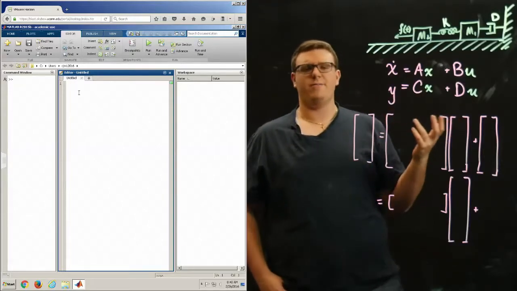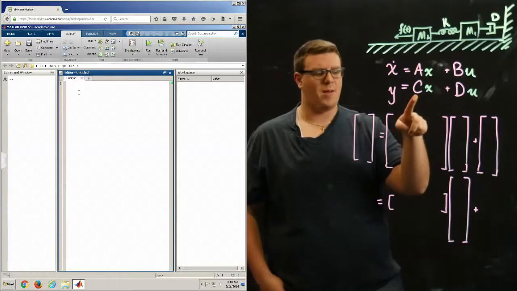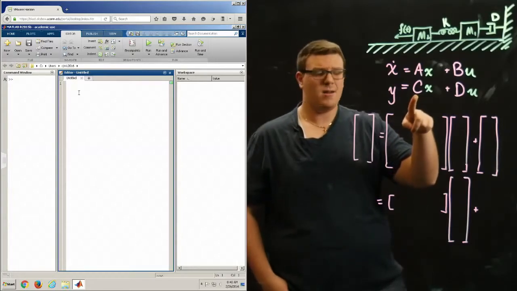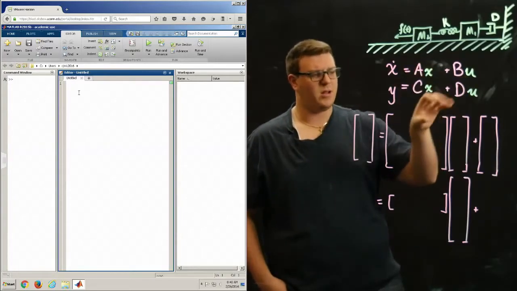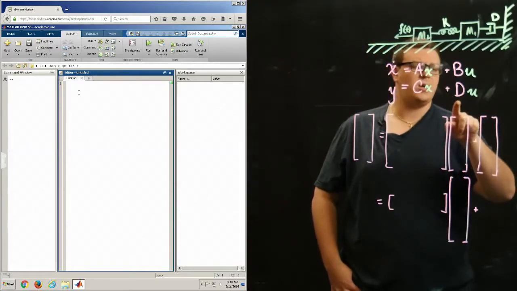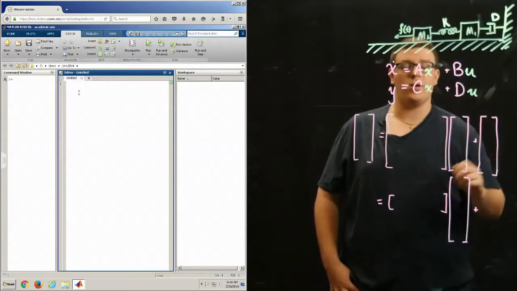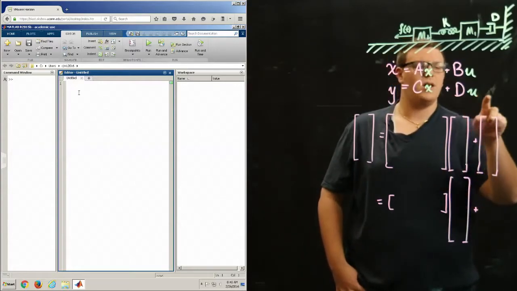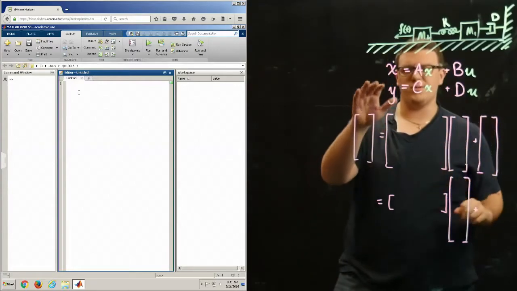But if you have, say, q outputs, this would be n by q, or sorry, q by n, so that this is an n and you get a q on the output. And this would be q by 1, so that you can multiply, or q by p, so that you get your same number of outputs for inputs here.